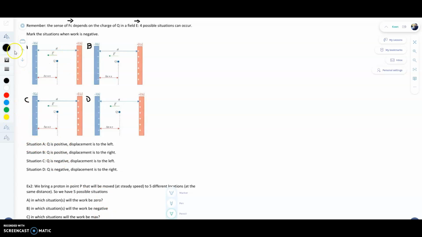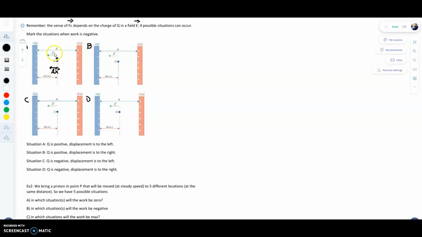Situation A, we have a positive charge in this case, and the displacement happens to be to the left, meaning in this case your displacement delta x is to the left. Now this little arrow just shows that it is a vector. Do not be confused by it. You're still moving the charge towards the left in this case. Is this positive work or is this negative work?